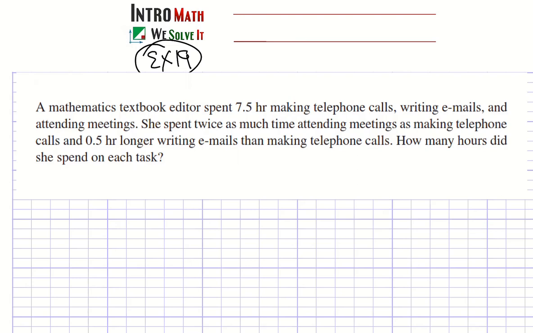Phone calls, emails, and meetings. And he spent 7.5 hours. Then they say she spent twice as much time attending meetings as making phone calls, and 0.5 hour longer writing emails than making telephone calls. How many hours did she spend on each?